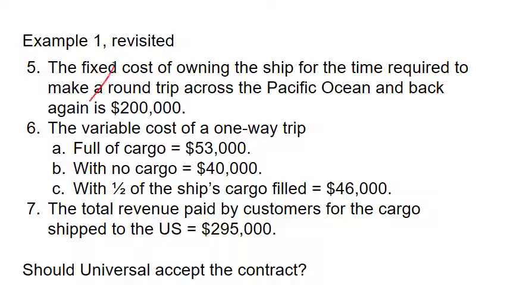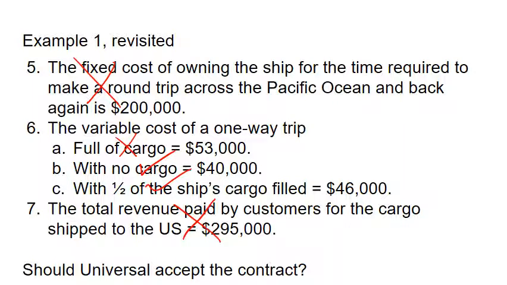Fixed cost, irrelevant. You've got to pay the fixed cost regardless of whether or not you accept the contract. Cost for the cargo is full, irrelevant. The contract will not make you travel with full cargo. No cargo, well, that's going to be relevant because if we turn down the cargo, we're going to pay that cost. That's going to give us a basis for comparison. It's going to, in effect, determine what the opportunity cost of our decision is. And finally, if we travel with 1/2 the cargo filled, it's $46,000. Again, relevant. Total revenue already paid, irrelevant.